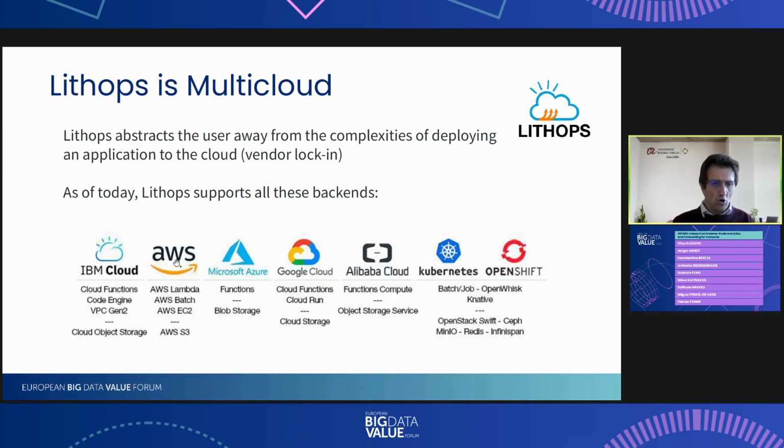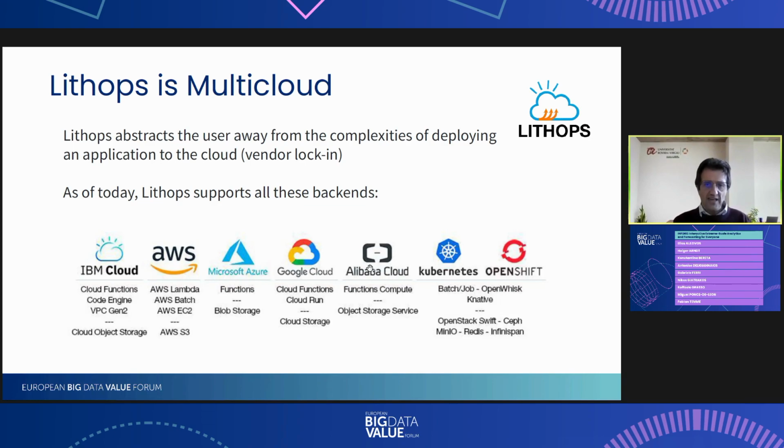We support compute and storage services in many clouds. For example, we support AWS Lambda, AWS Batch, AWS EC2 virtual machines, and we support S3. But we also support COS, Cloud Object Storage in IBM, and Cloud Functions or Code Engine, or Azure Functions and Azure Blob Storage. And the list continues here with Google and Alibaba.